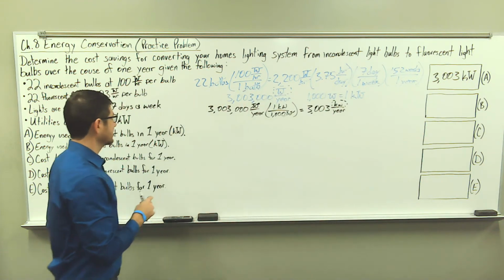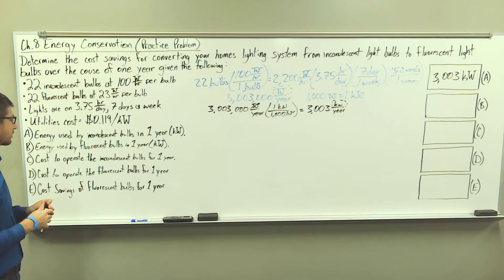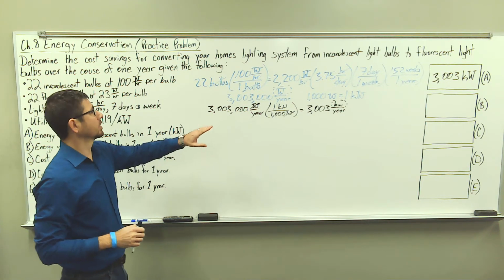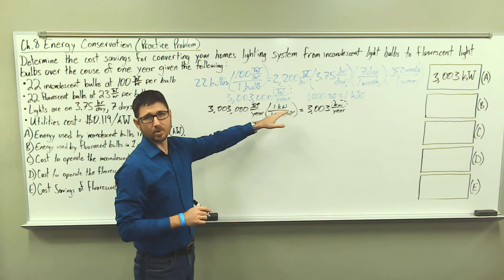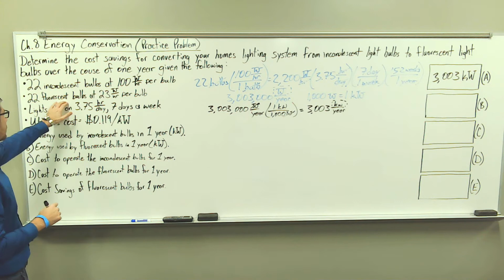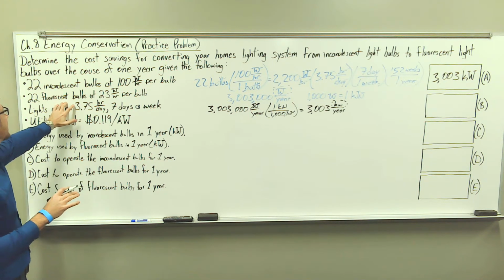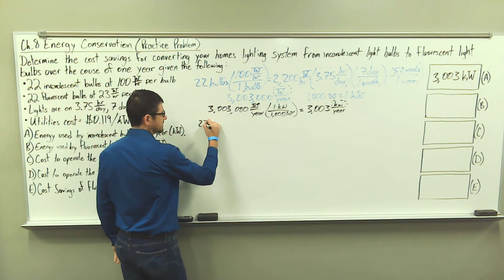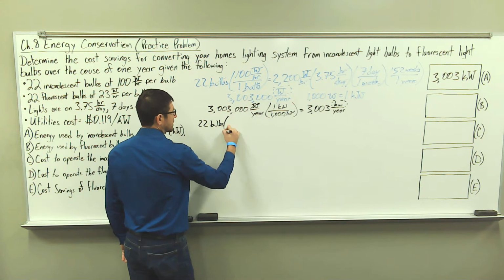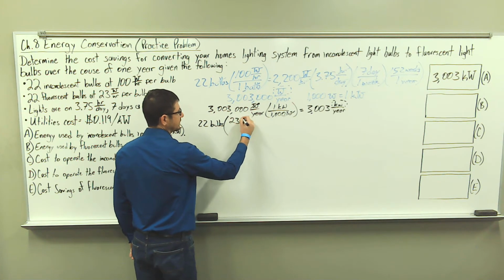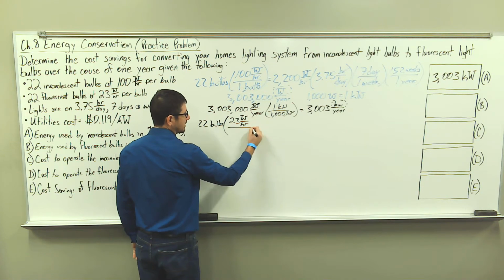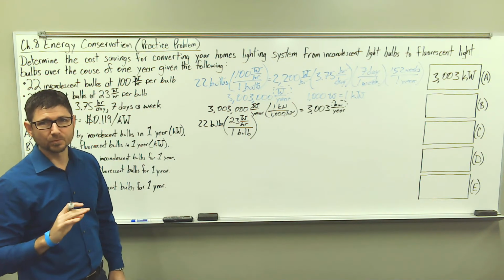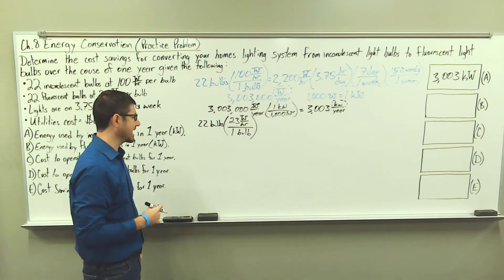Okay, now let's take a look at part B, the energy used by the fluorescent bulbs in 1 year. And we need units of kilowatts again. So we're actually going to follow the exact same process, okay? So we have 22 fluorescent bulbs at 23 watts per bulb. So we're going to start out with 22 bulbs. We're going to multiply this by 23 watts per hour per bulb. And the lights are on for 3.75 hours each day.